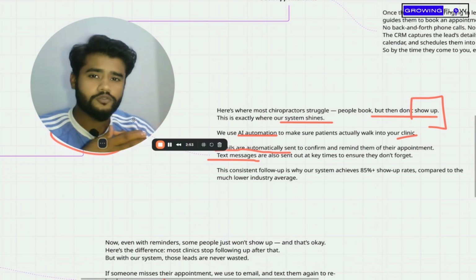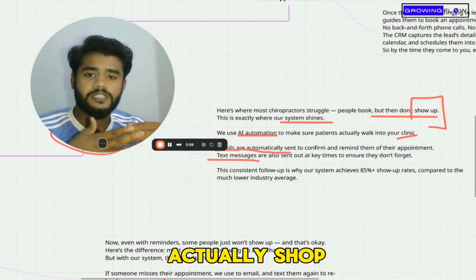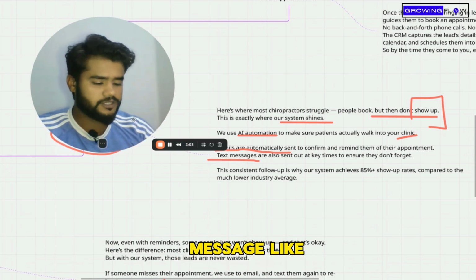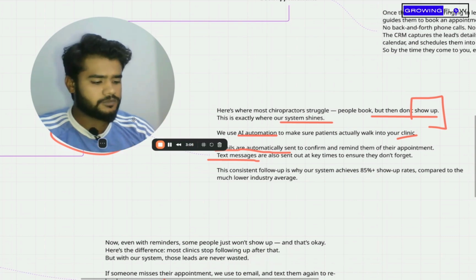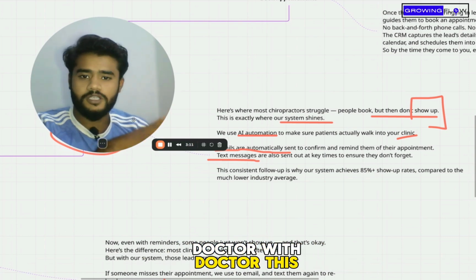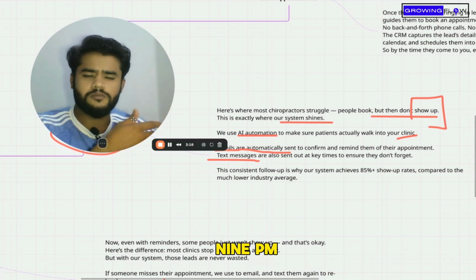What AI can do is automatically send emails and texts so that they actually show up. Just like Maria booking an appointment: after 5 minutes, she sees a text message from the clinic saying, "Hey Maria, you booked an appointment with this doctor at X clinic, and your appointment timing is like 8 p.m. to 9 p.m."